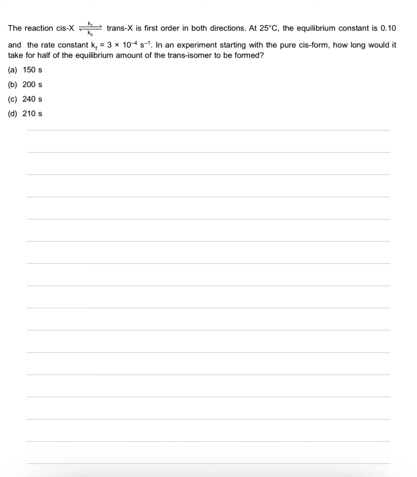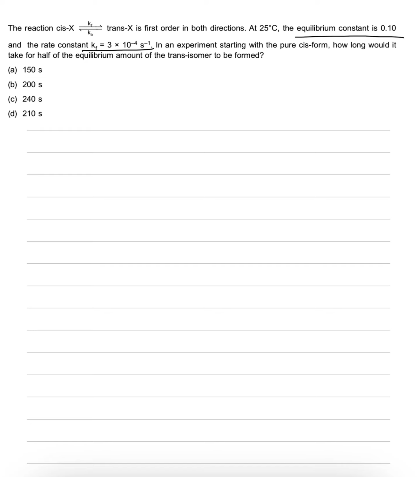Let's discuss this problem and try to find its solution. Now, in this question, we are given a reactant cis X which is getting converted into trans X. This question basically belongs to chemical kinetics, specifically reversible first order kinetics. Here, we are given the equilibrium constant 0.1 and the Kf value. The Kf is the forward rate constant.